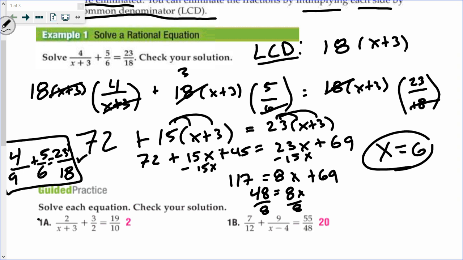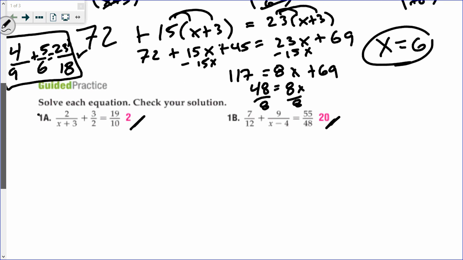All right, I'd like you guys to go ahead and try 1a and 1b on your own. Again, finding the least common denominator and clearing the fractions. For 1a, you should go ahead and pause. You should get 2. For 1b, you should get 20. We'll come back together just after this pause and take a look at how we are doing that.